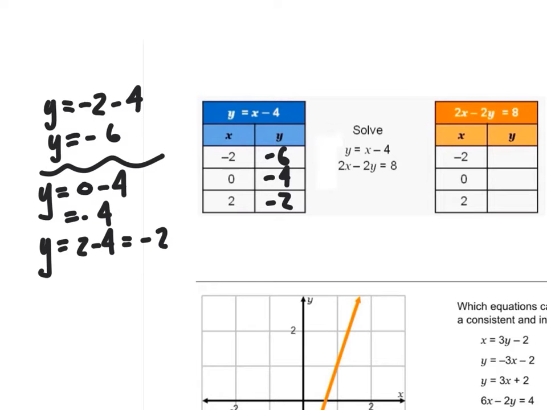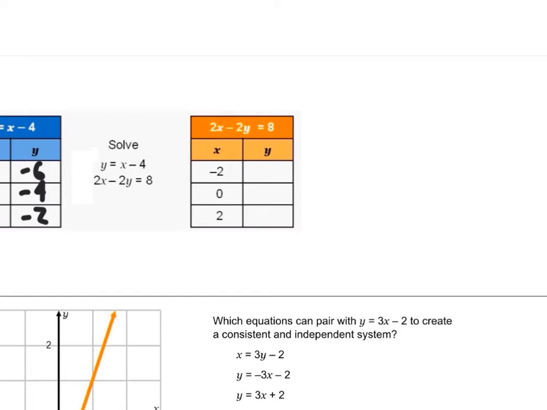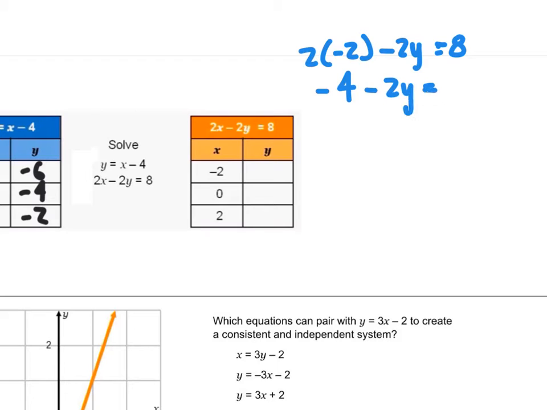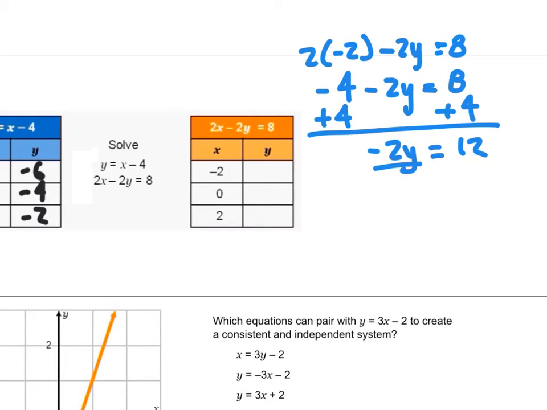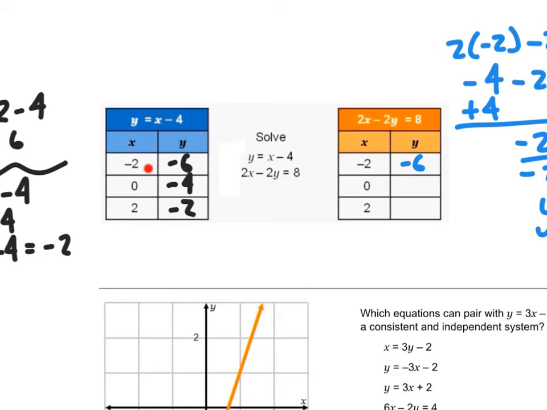Now on the other one, it's going to be a little bit harder to solve for y, and you can do this a number of ways, but let's just do 2 times negative 2 minus 2y is equal to 8. That's going to give me negative 4 minus 2y is equal to 8. If I add 4 to both sides and solve this equation for y, then I get negative 2y is equal to 12. Divide by negative 2, divide by negative 2, and we get y equals negative 6. Oh man, check this out. We got the same point here. So negative 2, negative 6.